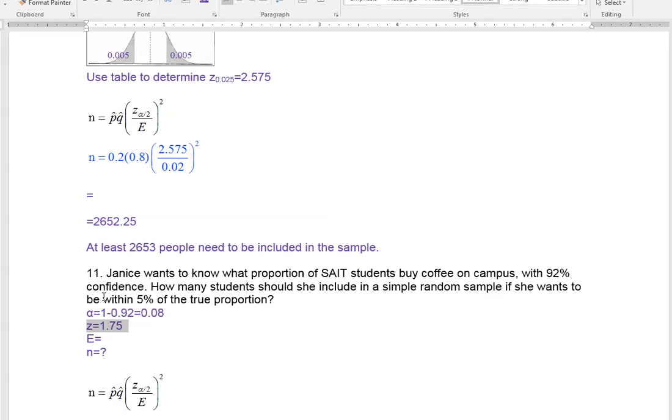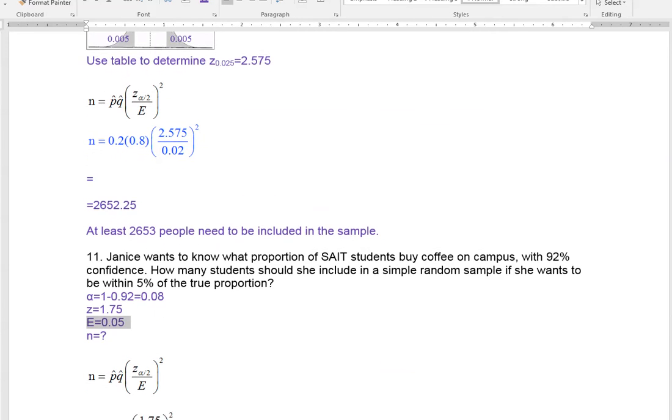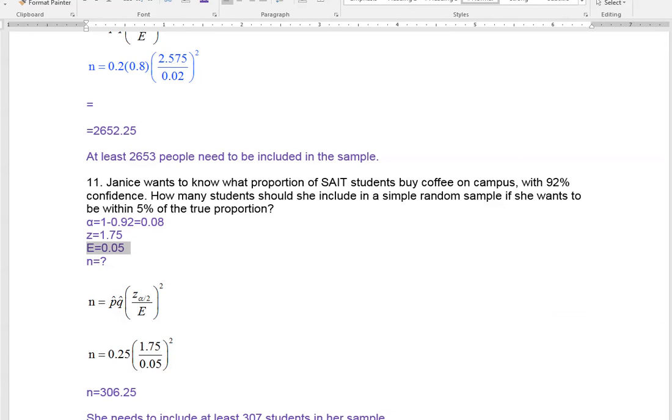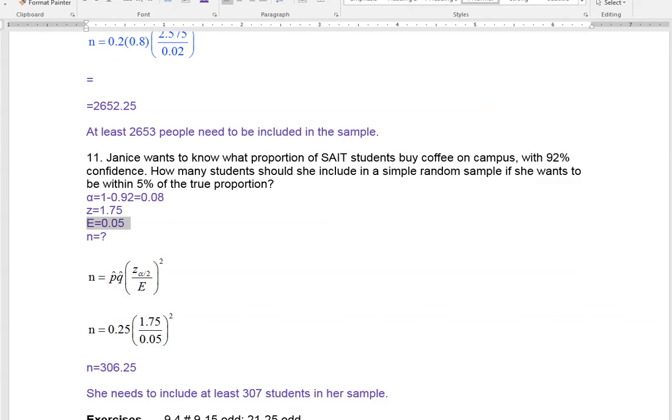Margin of error, there's that within, right? So watch out for that. Within tells us our margin of error, 0.05. So we're looking for n, got all our values, plug them in, get our calculation done, 306.25, round up to 307. And so there's the last two little topics in the chapter, finding our confidence interval for proportions and finding our sample size if we want to estimate proportions.